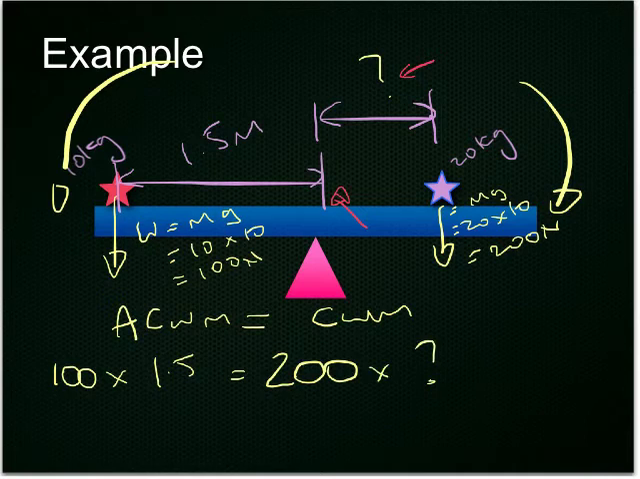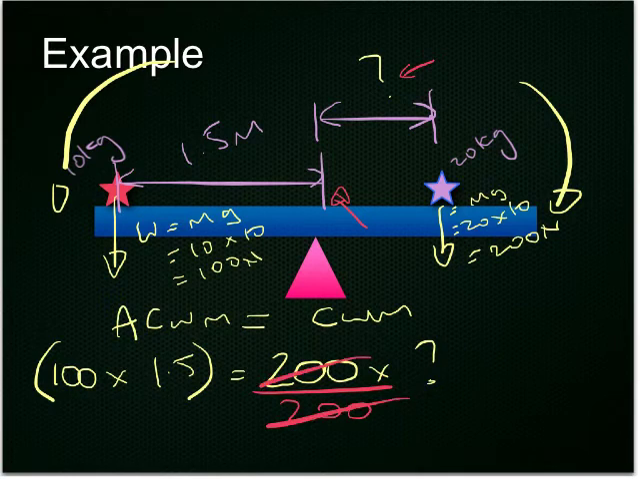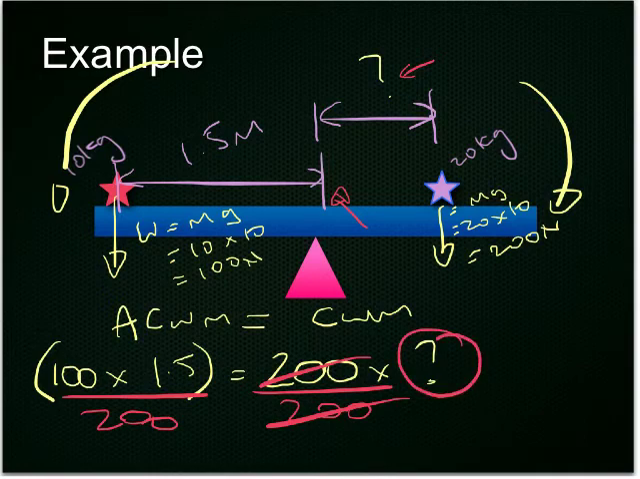Okay, so how do we work this out? Well, you work out all that side first, so do 100 times 1.5, and then you're going to divide it by the other side, because you want to divide each side by 200, so 200, cancel it on that side, and you divide it on this side. So 100 times 1.5 divided by 200 will give you the unknown value. Sorry about that mix-up.